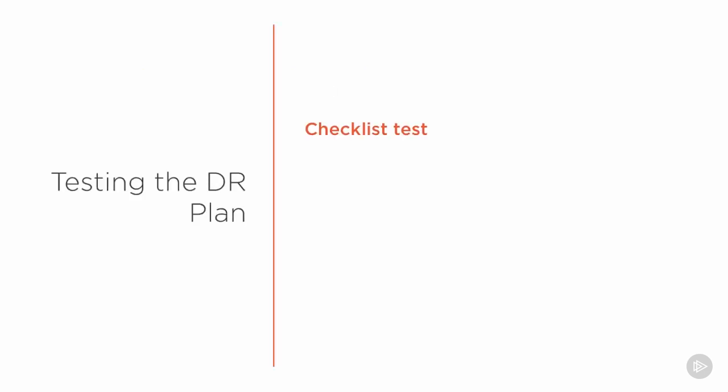Now when I test, I can do just a simple checklist. Give a copy of the plan to some of the relevant managers and have each one look it over and just check to see if it's still up to date for their department. We could also do a structured walkthrough, sometimes called a tabletop exercise, where we bring our key people together and we step through a scenario as if it was a real disaster, but all we're doing is sitting around a table and discussing each person's role.